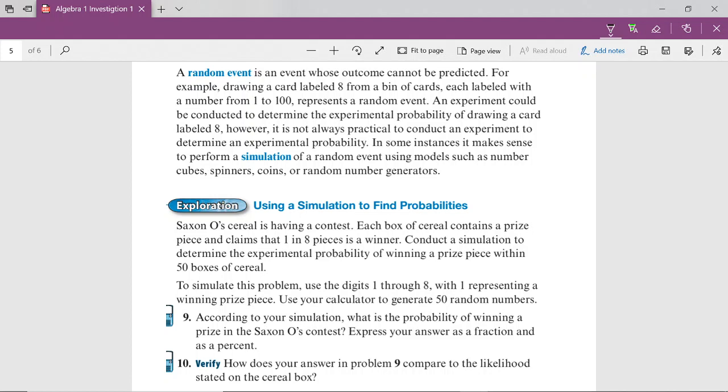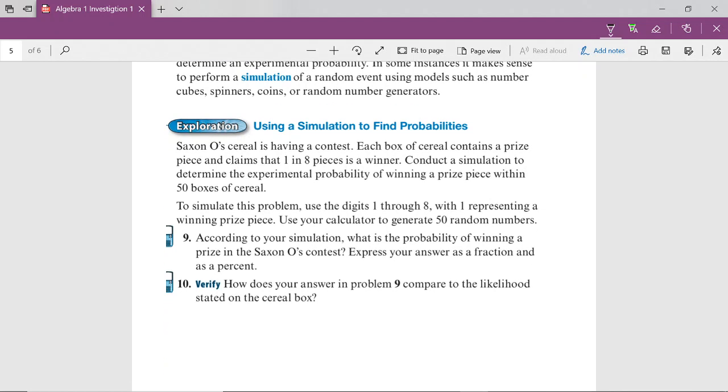Think about if you were to figure out if cereal boxes actually had those winning prizes in them in a ratio of 1 to 3. Well, you're not going to actually go to the store and buy 100 boxes. That would waste money, it would waste time, it would waste resources. So we simulate what this is going to be like. We simulate it with a random event using models such as number cubes, spinners, coins, random number generators.